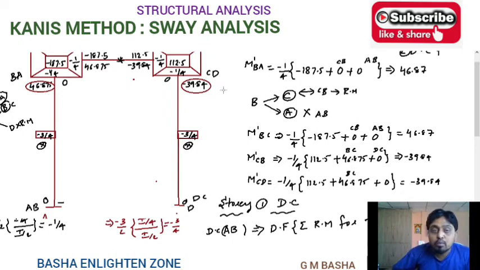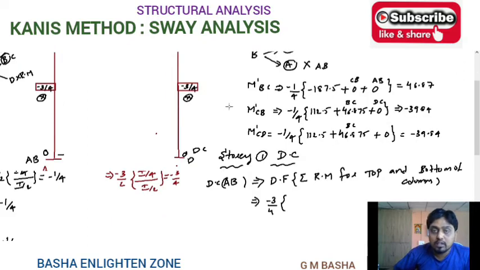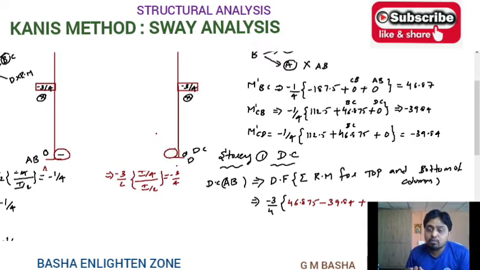So we have to sum those two top of the columns. First point is the sum of the rotation moments at top and bottom of the columns. You have to sum those two, that is 46.875 minus 39.84. That is your first point. Plus bottom of the columns means you have to look at the bottom, AB and DC. Always AB and DC rotation moments will be 0. So therefore you will get 0 directly.